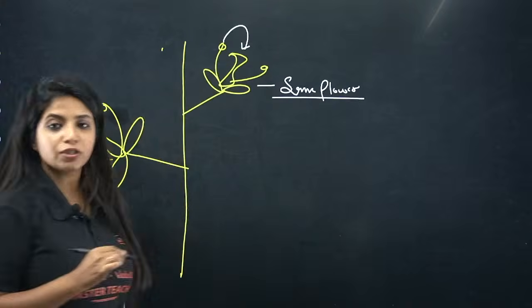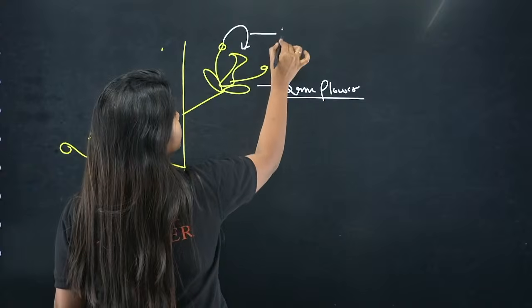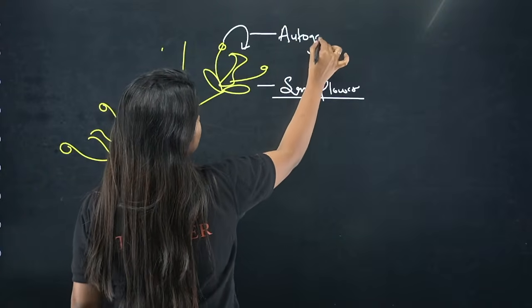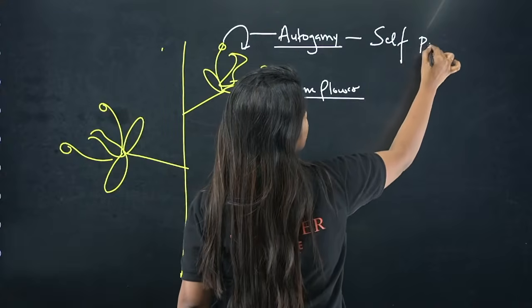In this condition, do you say it's pollination that is happening? Yes. What type of pollination? You have a name for it. This is known as autogamy, or popularly it is also known as self-pollination.